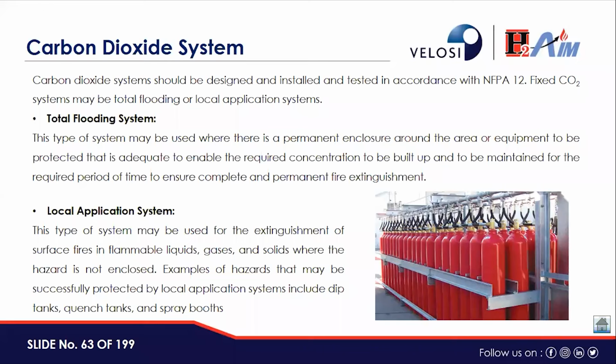And then comes the local application system. This type of system may be used for extinguishment of surface fires in flammable liquids, gases, and solids, where the hazard is not enclosed. Examples of hazards that may be successfully protected by local application systems include dip tanks, quench tanks, and spray booths.